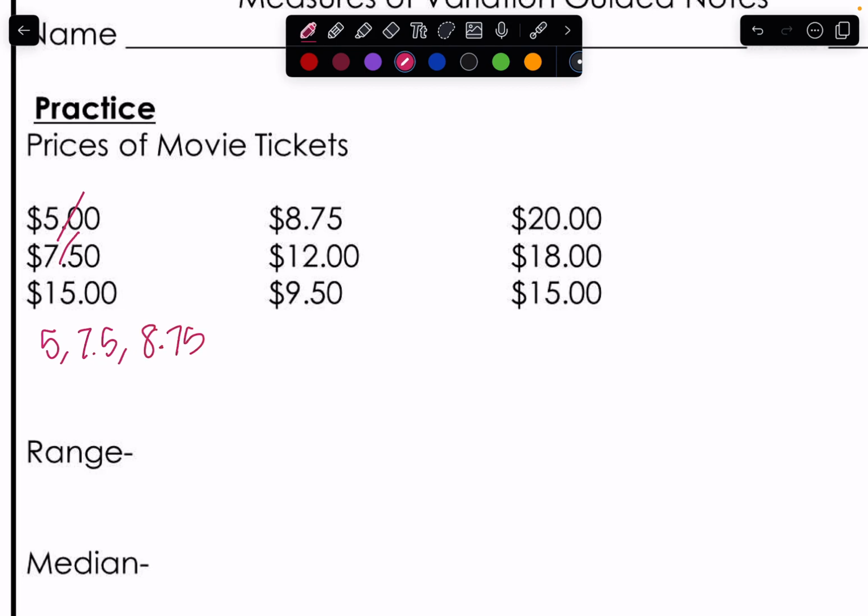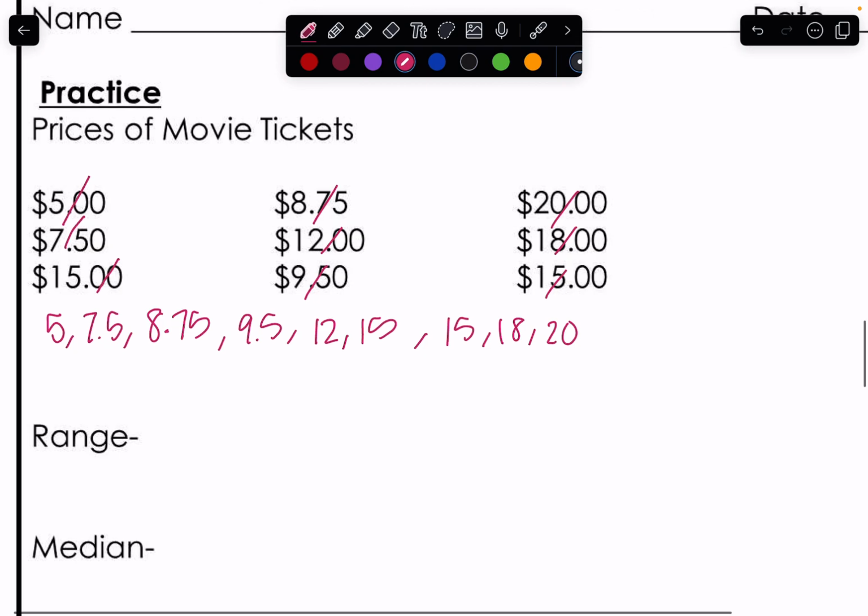8.75 would be the next price, then 9.5, then 12, 15, there's another 15, an 18, and a 20. So those are all my numbers, all my dollar signs now in the right order, okay? So that's step 1. Now that I have everything in the right order, I can easily see what my lowest and my highest is. I can find the range, and then I can start crossing off.